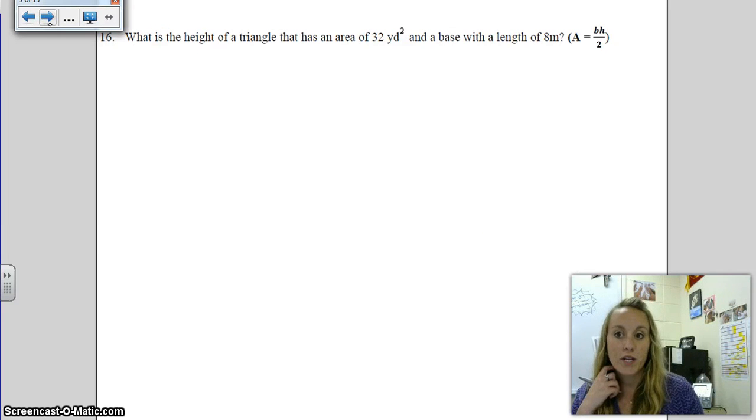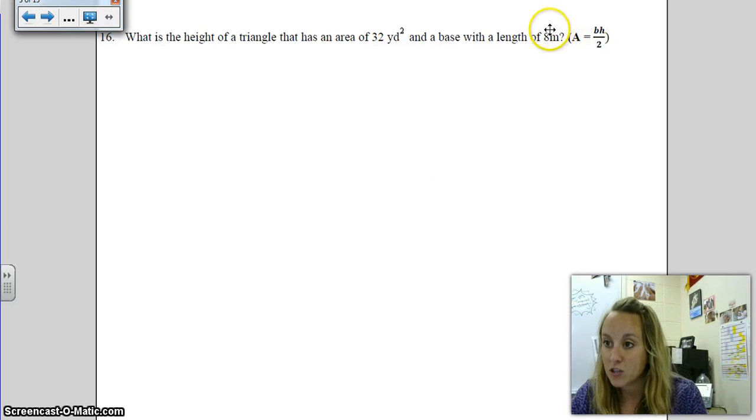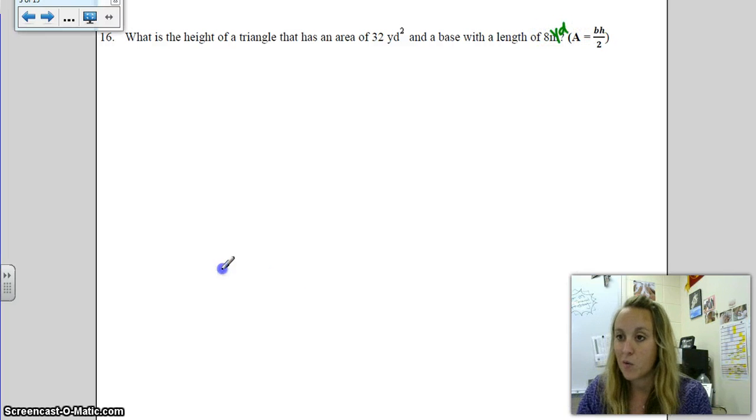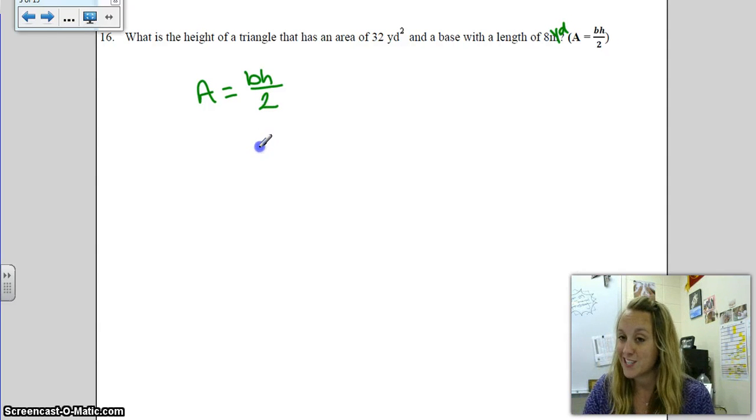Number 16. What is the height of a triangle that has an area of 32 yards squared and a base with a length of 8 yards? Yes, the formula is given, if it's given in the review. Yes, it will be on the test tomorrow.